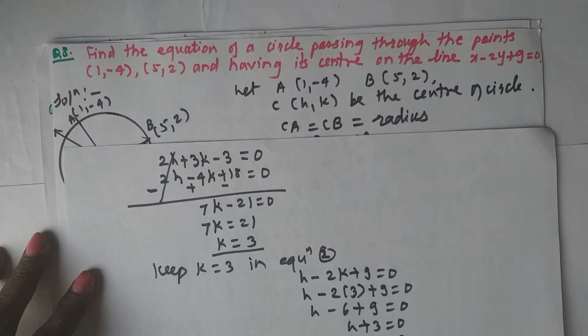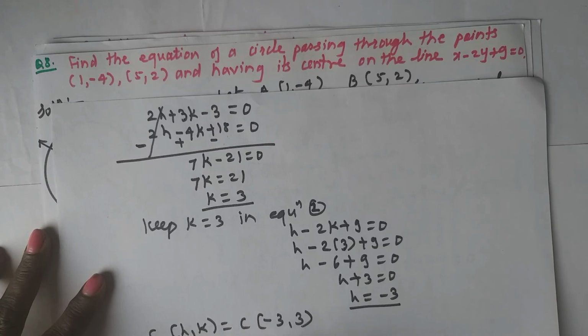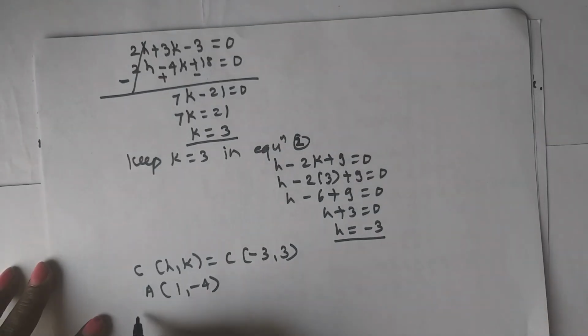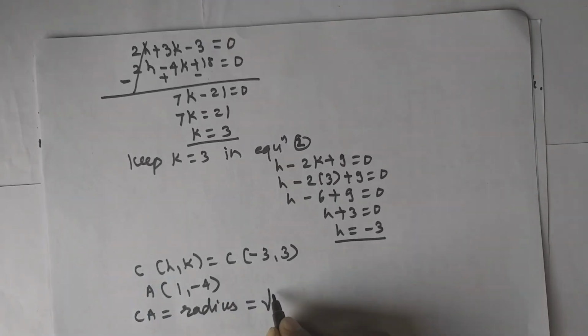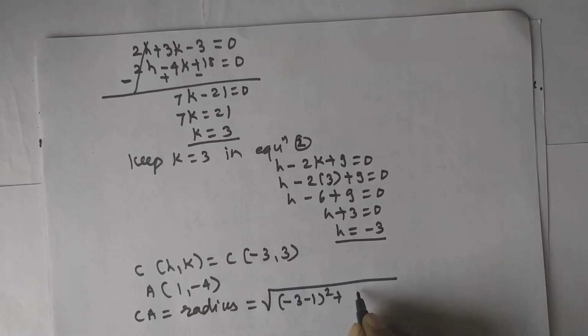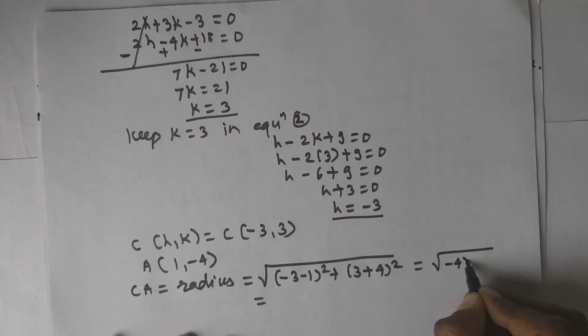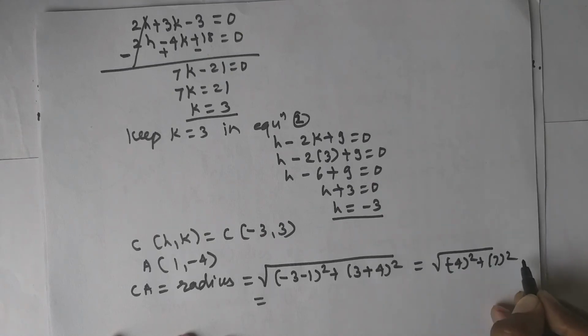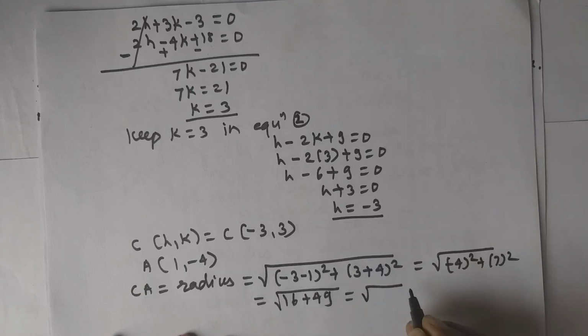Okay. And what is A? Here, the coordinates of A are 1, minus 4. And we have got the coordinates of C also. And CA is nothing but the radius of the circle. Again, we will find out the radius using the distance formula. This will be minus 3 minus 1 square plus 3 minus minus 4 square. And if I simplify this, then I will get minus 4 square plus 7 square. That is 16 plus 49 under root. And this will be root 65. This is the radius of the circle.